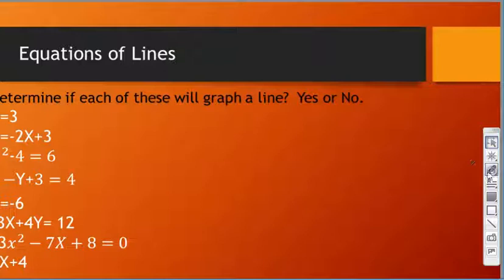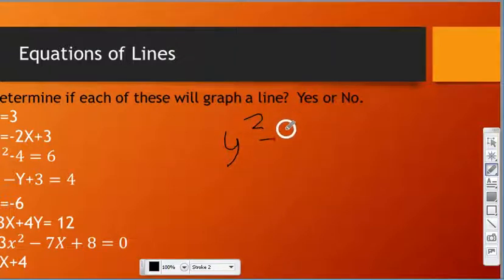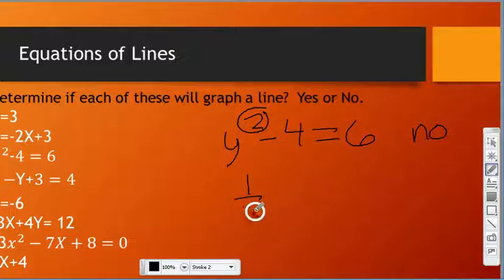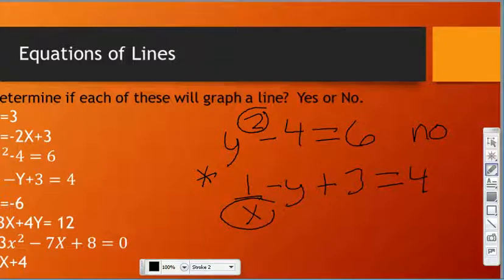The next one, we have y squared minus 4 equals 6. This one is not a linear equation. Because this power is a power of 2, then we would say no, it's not a linear equation. Linear equations have to have variables raised to only the first power. Let's do the next one. 1 over x minus y plus 3 equals 4. To decide if this is a linear equation or not, we would say no, because in this one there's an x in the denominator of a fraction.